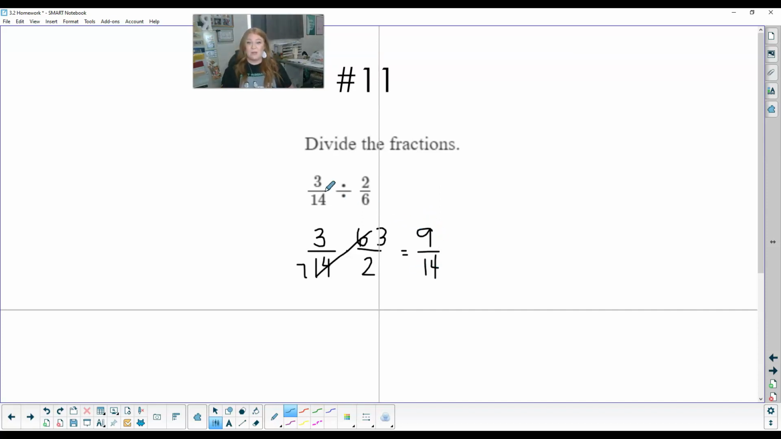So this time we had a smaller number, 3/14. It's only 3 out of 14 pieces, and I divided it by something that was bigger, so we can't even make one whole group. We only have a little more than half of that group.